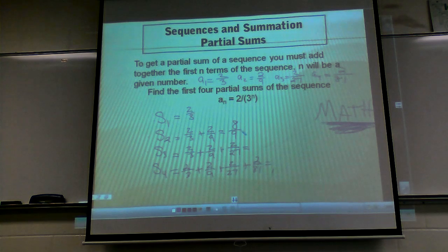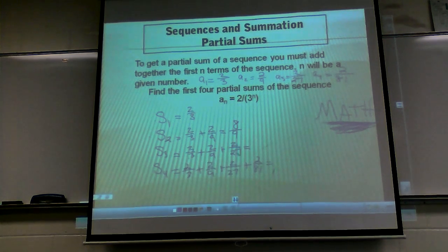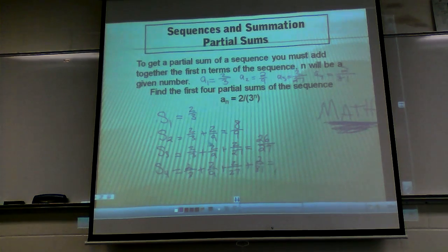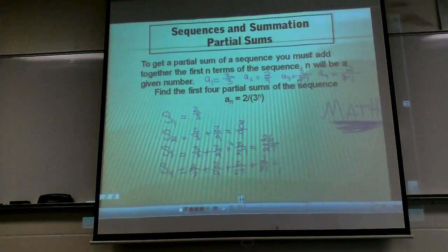Going down here: 2 over 3 plus 2 over 9 plus 2 over 27. Obviously, 27 is my common denominator, that is 1. What do these all add up to if you do 27? 26. I got 18 plus 6 plus 2 over 27, so it's 26 over 27.